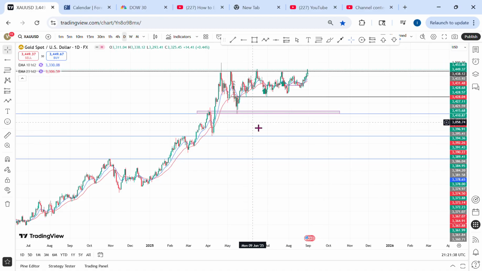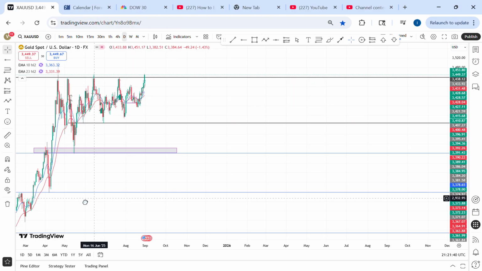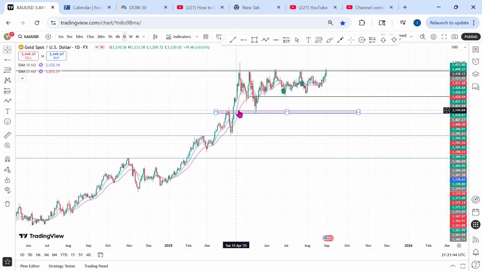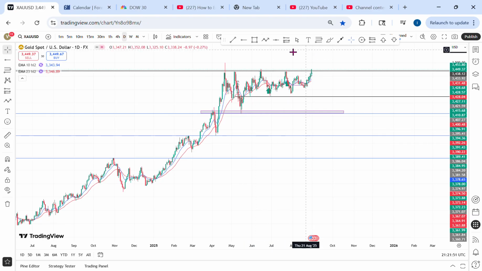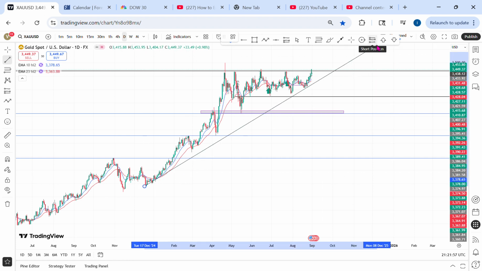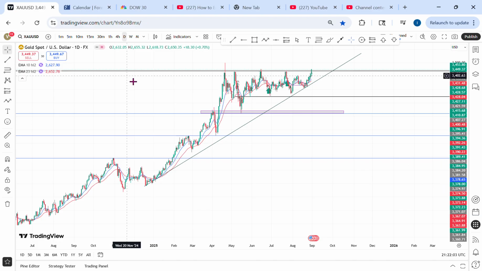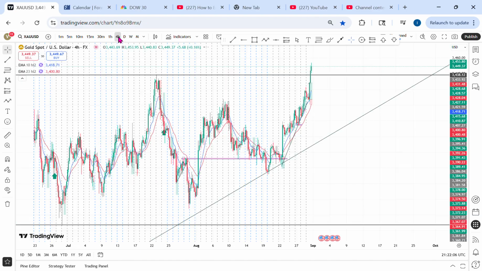We'll keep buying gold throughout this week. Now let's go to the 4-hour time frame. This is our trend line on gold. On the daily time frame, we are bullish on gold. And let's go to the 4-hour time frame.